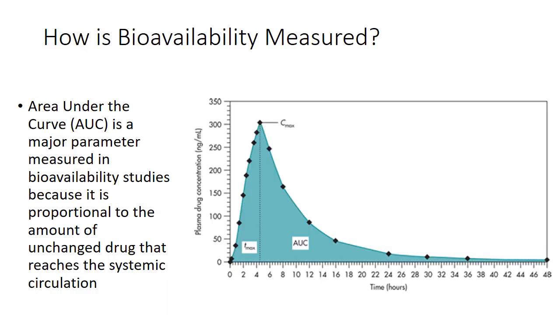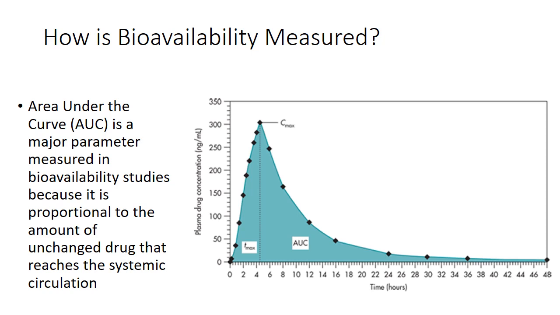So how is bioavailability measured? Usually area under the curve, right? It's always a major parameter measured in bioavailability studies because it's proportional to the amount of unchanged drug that reaches the systemic circulation, right? So that's a very detailed description because remember, you're measuring the drug in the plasma in the systemic circulation, usually drawing blood from a vein.